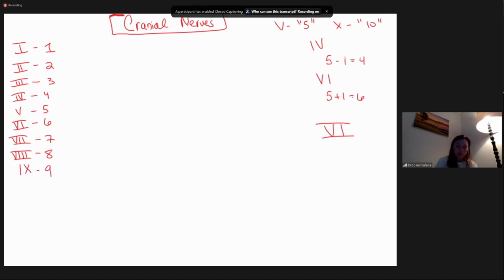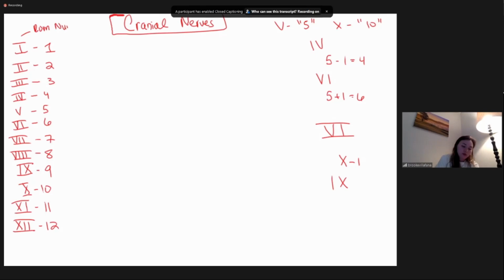IX would be 9. We take 10 and we subtract 1 by putting a 1 behind the 10. Then there's 10, and then XI, add 1 to the X, so that's 11. And we can also draw the line with these, and then XII, 12. So you do again need to know the Roman numerals, 1 through 12.